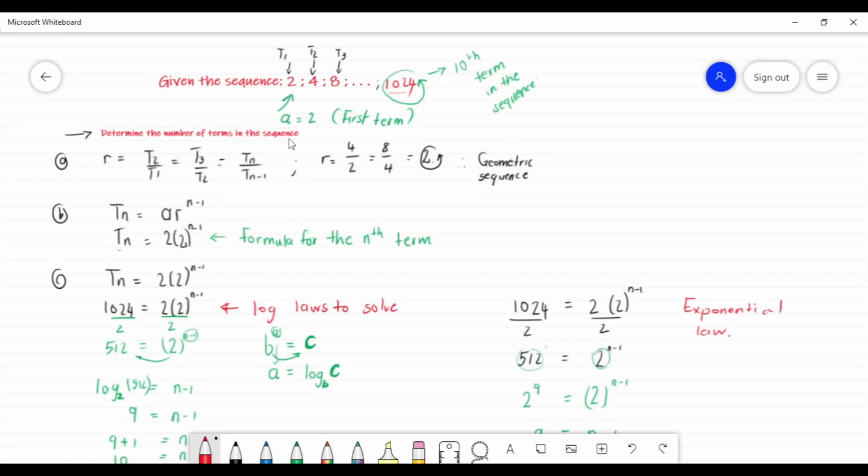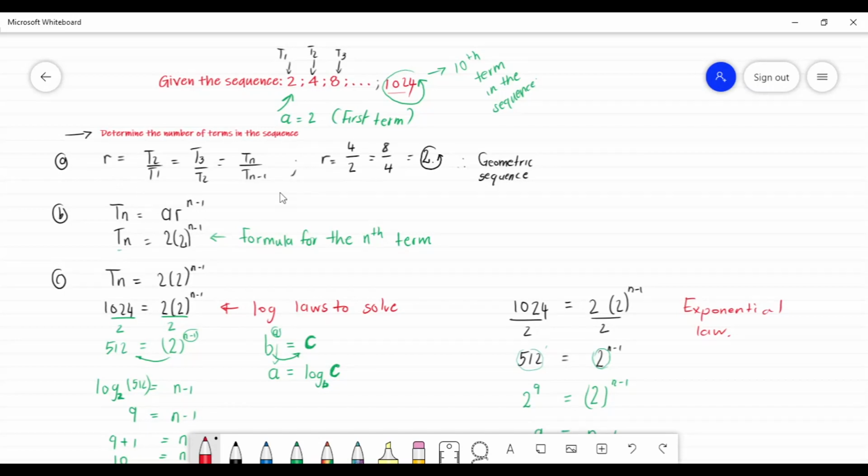Before we can even start with our questions, I always need you to confirm that it is a geometric sequence. In the exam, if you're told that it's a geometric sequence, you don't have to confirm it, but you still need to calculate the common ratio. By calculating the common ratio, we are confirming that it is a geometric sequence, and we calculated our common ratio to be equal to 2.